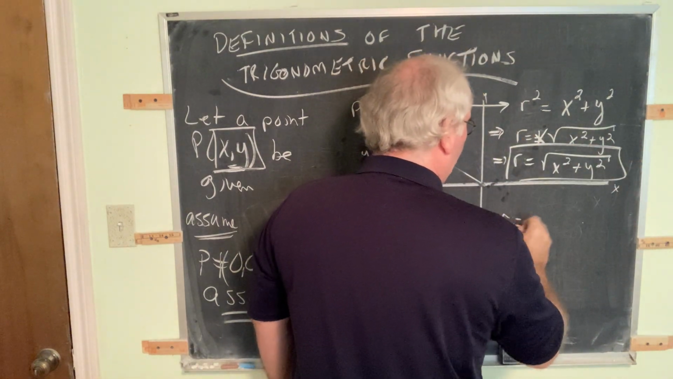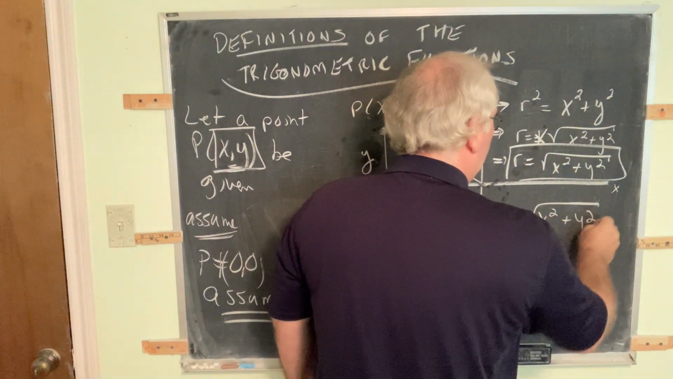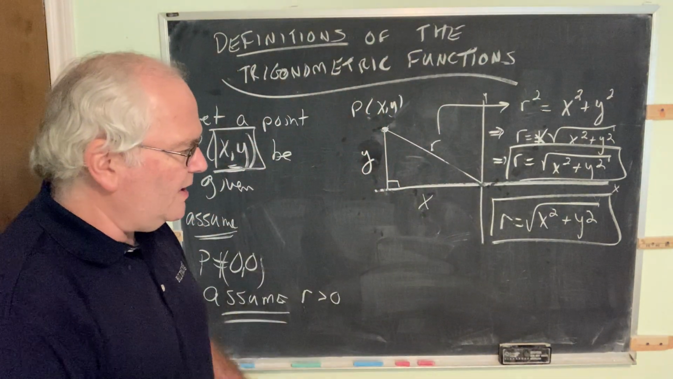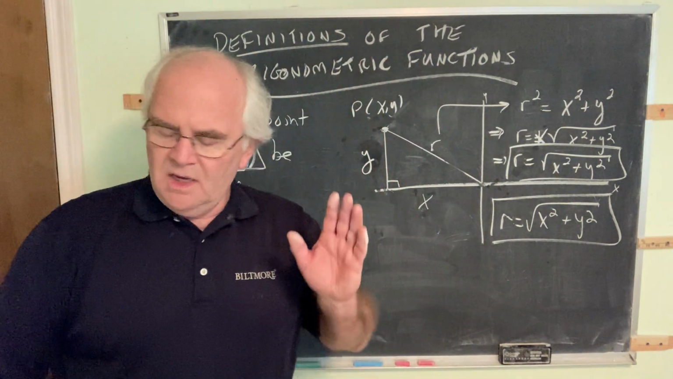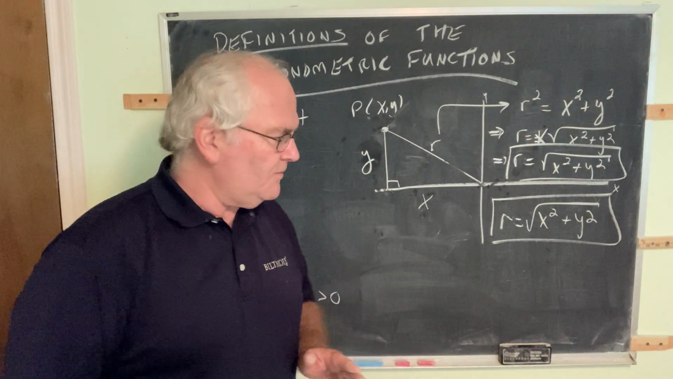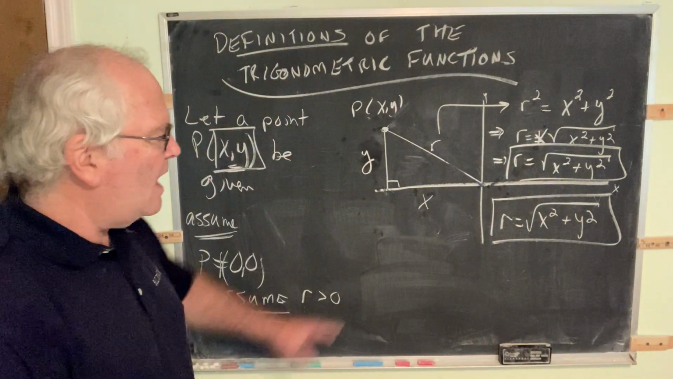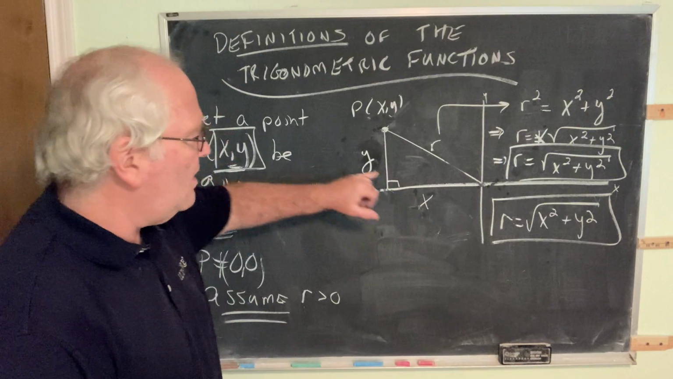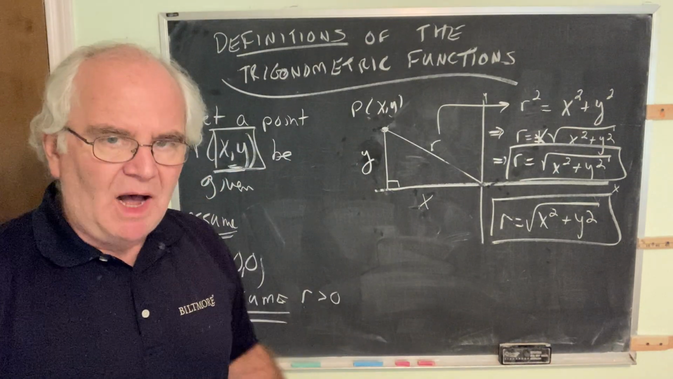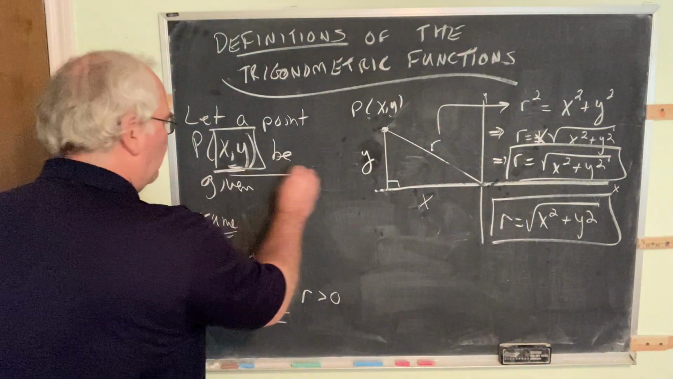So I'm going to write this down a little more clearly. r is the square root of x squared plus y squared. You will use this notion over and over again. x could be positive, it could be negative. y could be positive, could be negative. r is always positive.